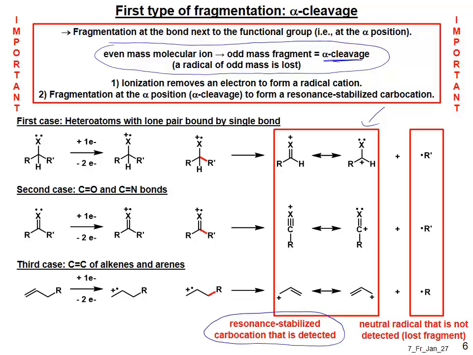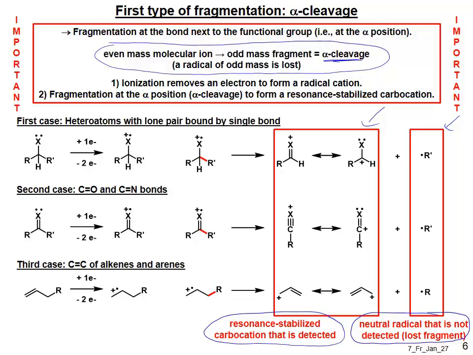Now, in these fragmentations, not only do we form resonance stabilized carbocations, we also form radicals. These radicals are neutral. Since they are neutral, they are not detected on the mass spectrum. Let's look at the mechanism for these alpha cleavage reactions.